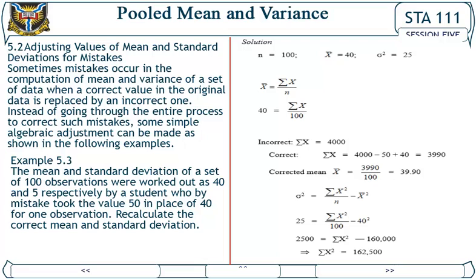Standard deviation is equal to 161,600. Correct standard deviation is equal to 4.89. This is the end of study section 5. Thanks for listening.